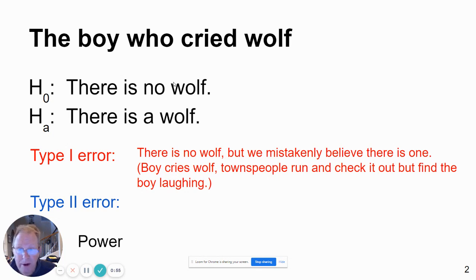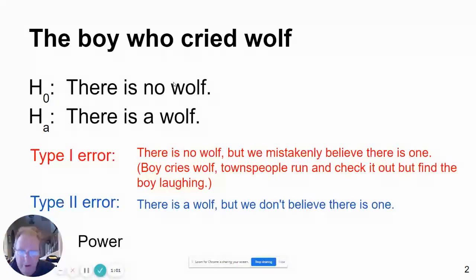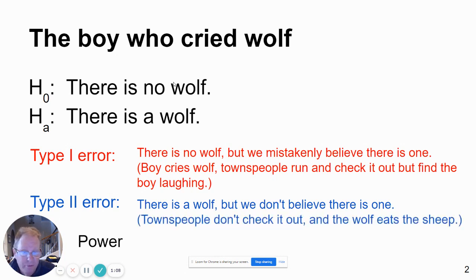What is a type 2 error? In a type 2 error, the alternative is true, but we believe otherwise. So in this case, there is a wolf, but the townspeople don't believe the boy when he cries wolf. So the townspeople don't run out and check it out, and the boy eats some sheep.